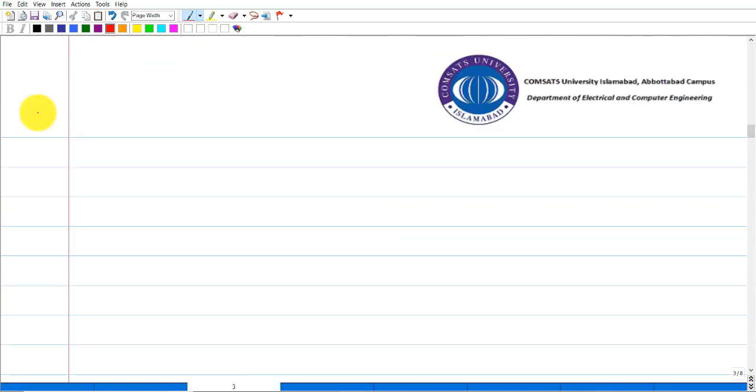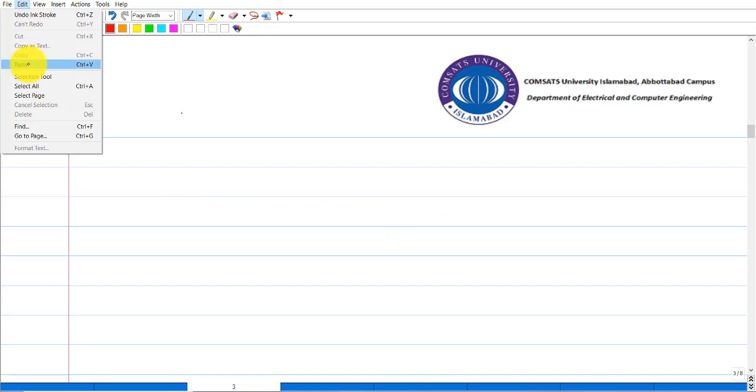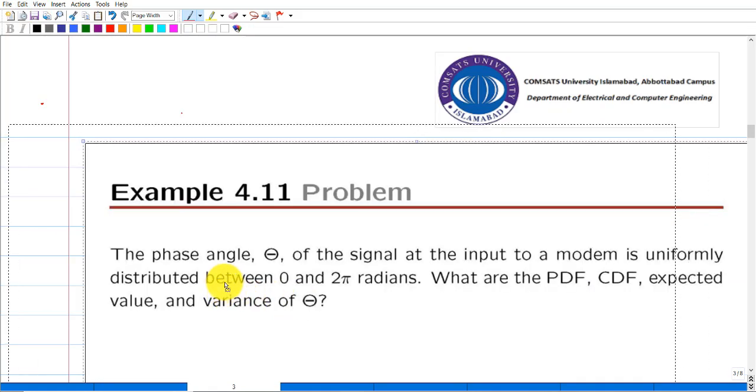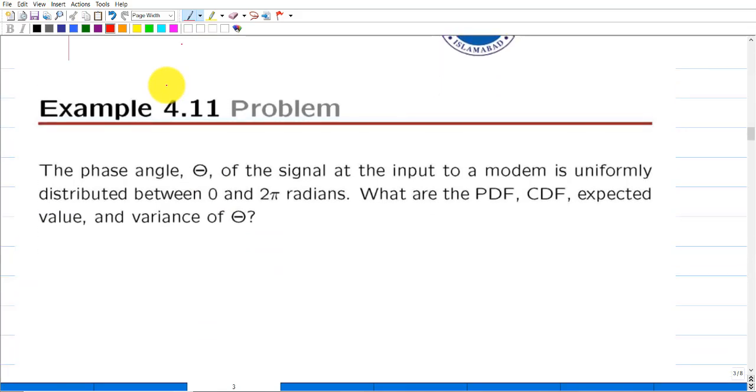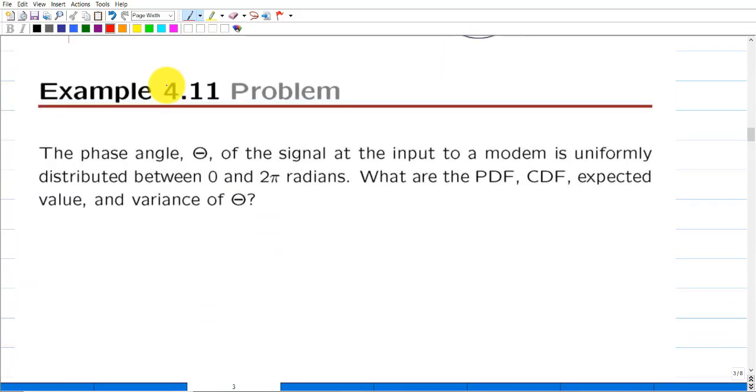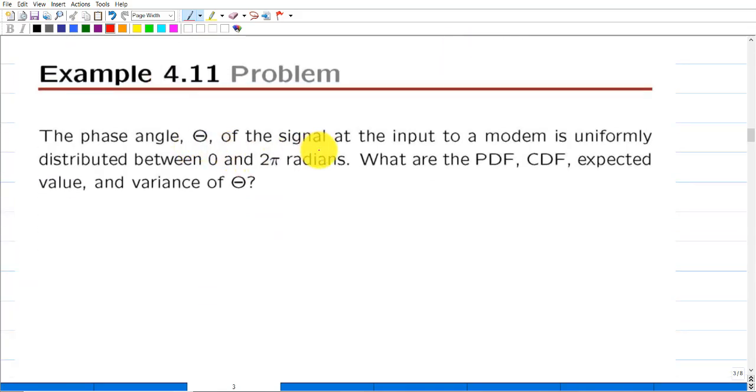So let's paste it from the book. This is Example 4.11. It says that the phase angle capital Theta of a signal at the input to a modem is uniformly distributed between 0 and 2 pi radians. So what are the PDF, CDF, expected value and the variance of Theta?